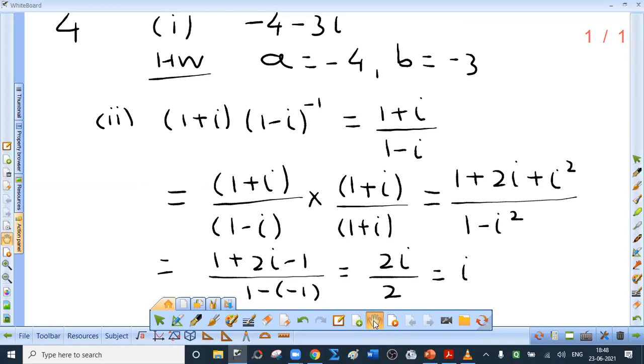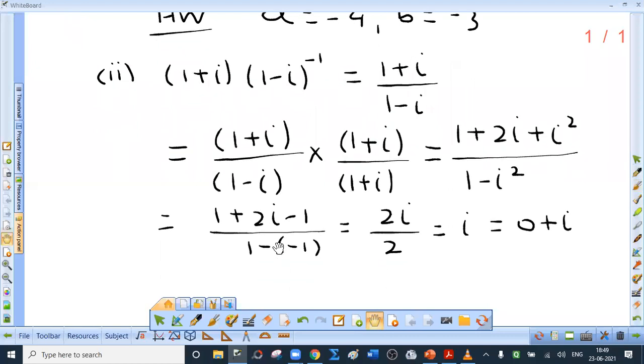But we have to write the answer in which form? a plus ib. So i is to be written as 0 plus i. See, then only you'll get full marks. You are asked to find the values of a and b. a is the real part, which is 0. Some students write b equal to i. No. i means 1i. Okay. So a equal to 0, b equal to 1.